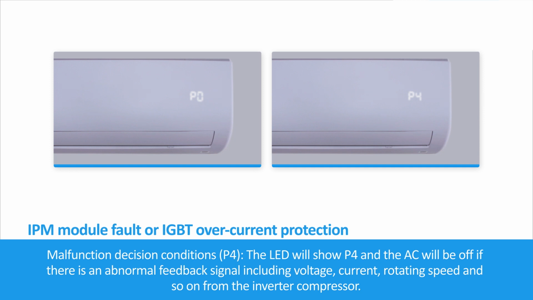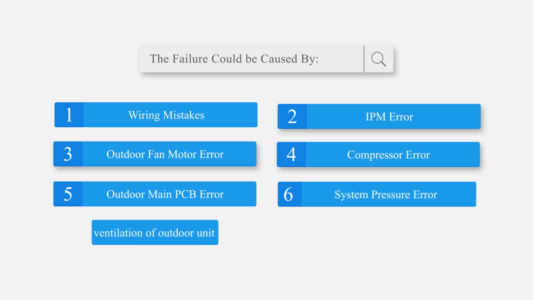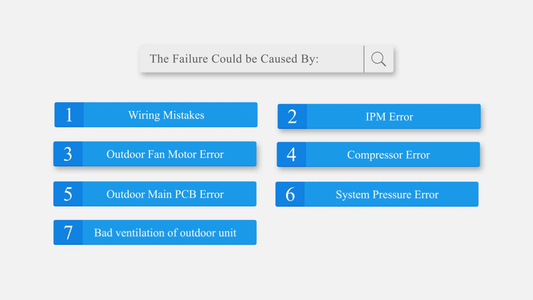Malfunction decision conditions P4: the LED will show P4 and the air conditioner will be off if there is an abnormal feedback signal, including voltage, current, rotating speed and so on, from the inverter compressor. The failure could be caused by 1. Wiring mistakes, 2. IPM error, 3. Outdoor fan motor error, 4. Compressor error, 5. Outdoor main PCB error, 6. System pressure error, 7. Bad ventilation of outdoor unit.